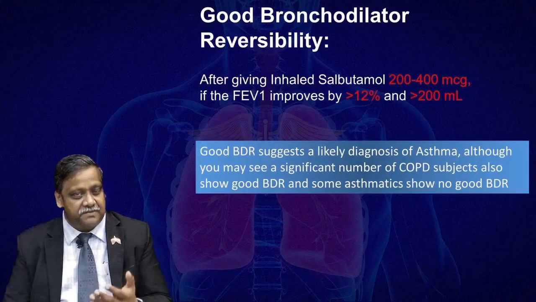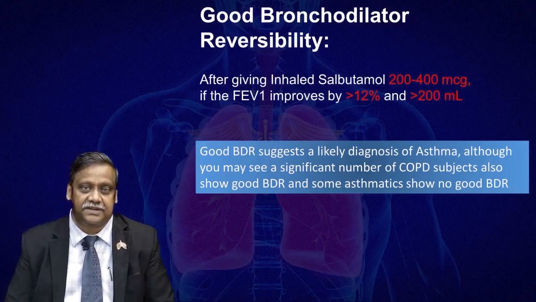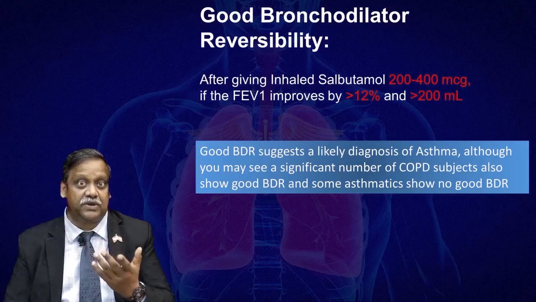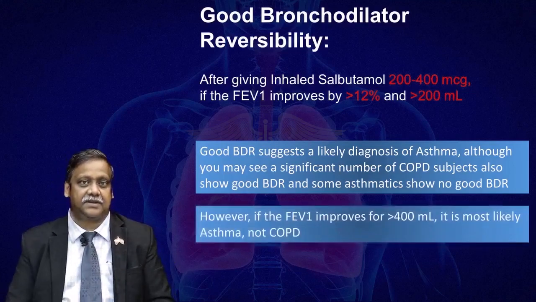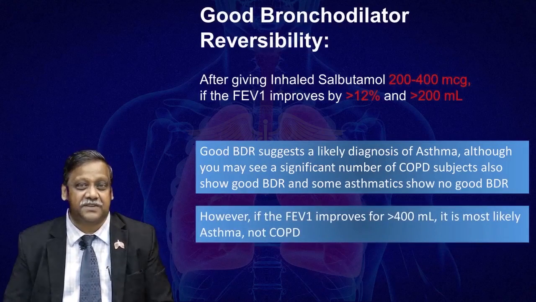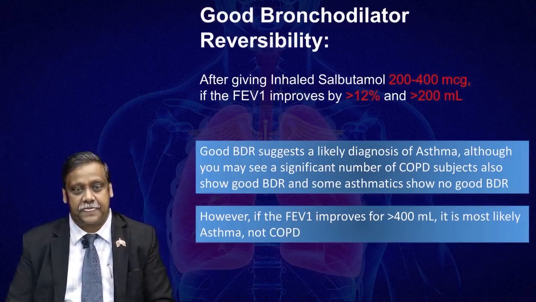However, we also know that many of these COPD patients can also show good bronchodilator reversibility. So using this criteria to distinguish between asthma and COPD may perhaps be a weak one. However, if the improvement in FEV1 is more than 400 milliliters, absolute improvement after a short-acting bronchodilator, it can only be asthma. It's very unlikely to be COPD. Because such a big improvement in FEV1 is only seen in patients of asthma.